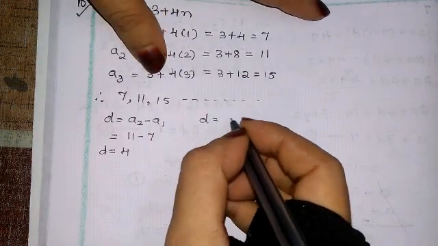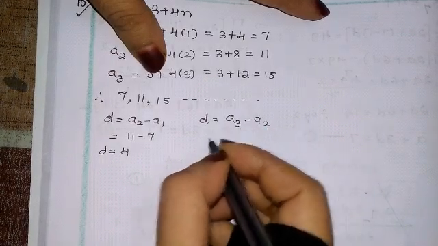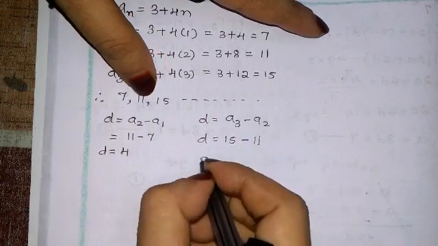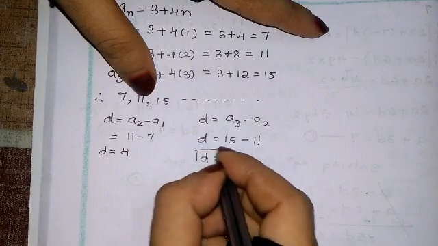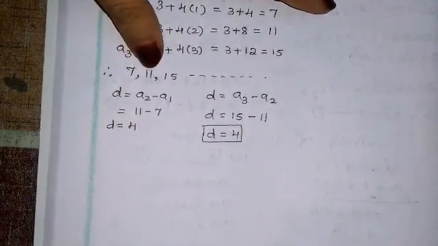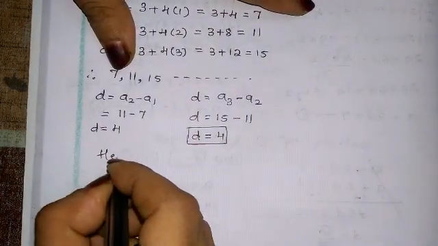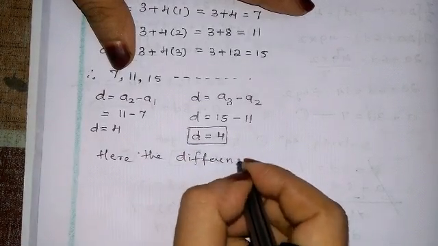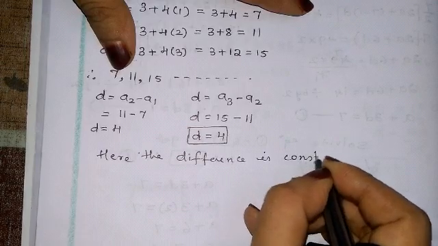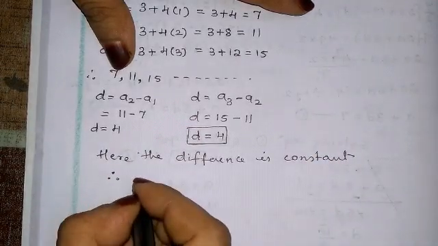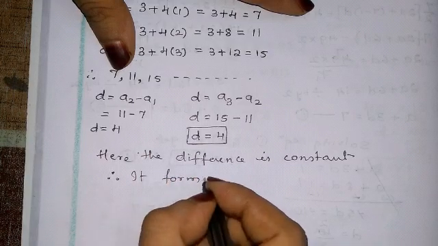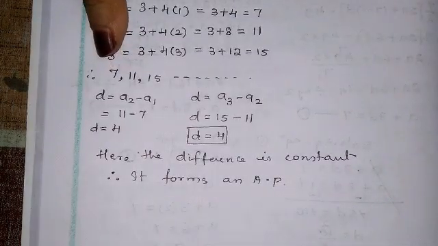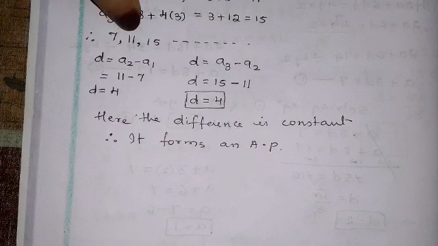Next difference, let us see. A3 minus A2. A3 is the third term, 15, minus A2, which is 11. Again 15 minus 11 is 4. So here we can write, the common difference is constant, therefore it forms an AP. It forms an AP. Okay. Now find its first 15 terms, they have told us. Okay, this is an AP.